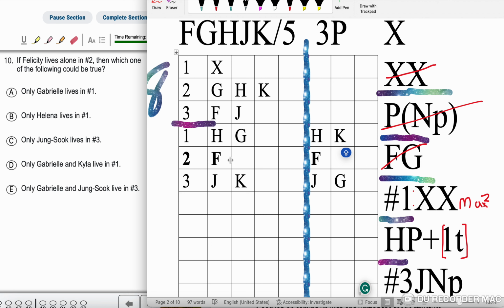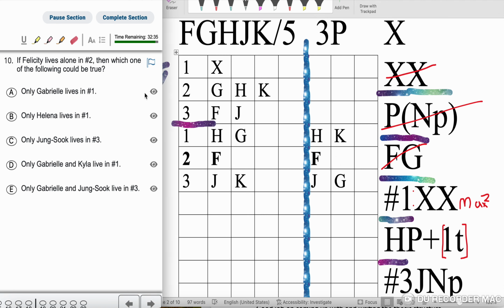Only G lives in 1 for choice A, which is not true. Only H lives in number 1, which is not true. Only J lives in 3, which is not true. Only G and K live in 1, which is not seen. Only G and J live in 3, which is seen in the second world. So go ahead and choose E. Correct answer E. Only G and J live in number 3.